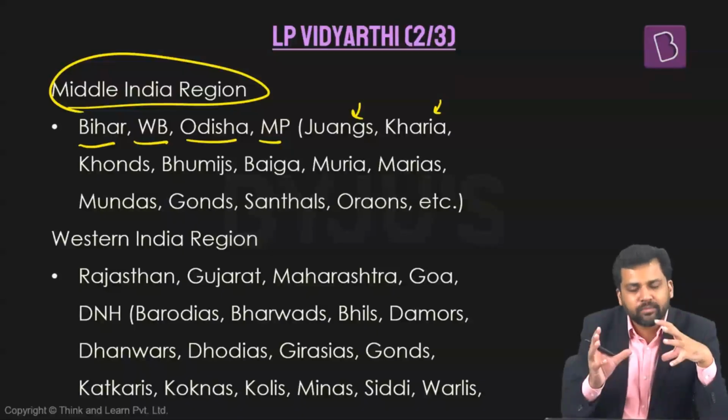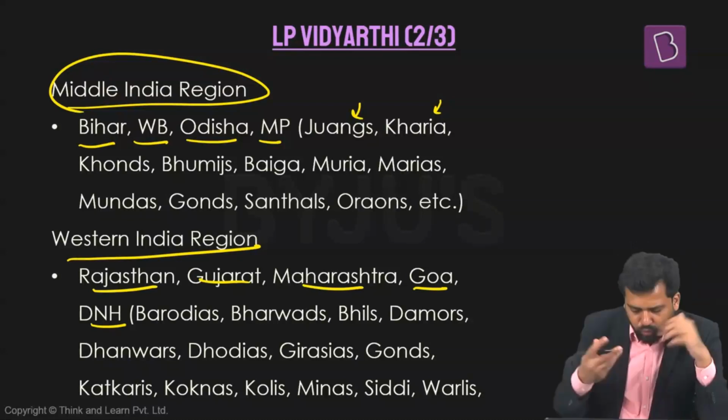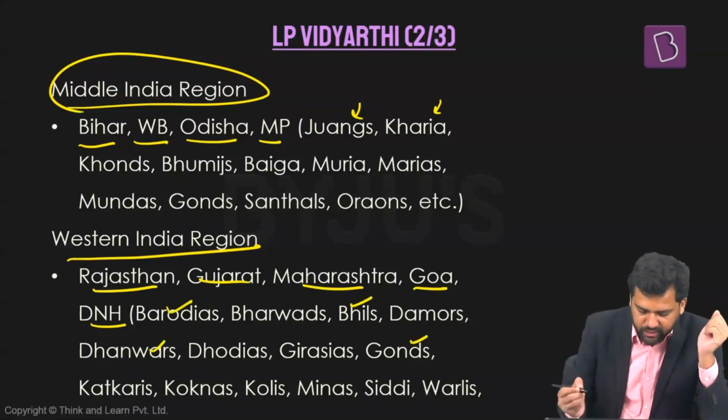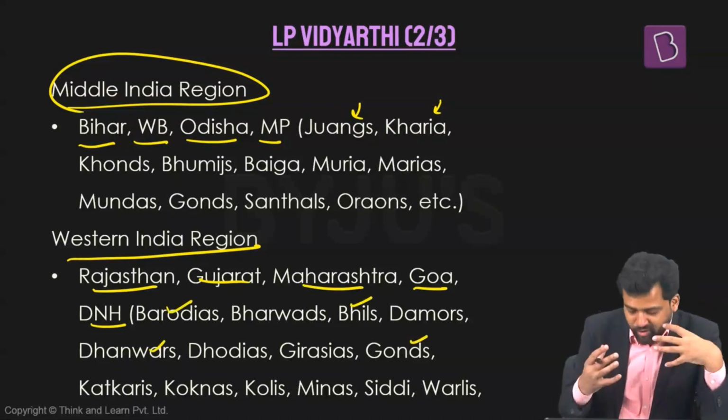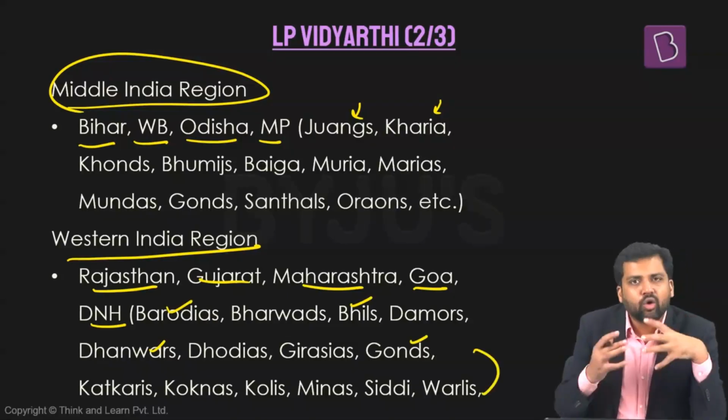Also keep in mind that the central part of India, as well as the western part of India, most of the tribes in India are concentrated there. Western India, Rajasthan, Gujarat, Maharashtra, Goa, Dadra and Nagar Haveli. What are some of the tribes here? Gonds, Barodias, Bhils, Thanwas, Kolis, Minas, Varlis. You might have heard of the Varli painting, Gond painting, Bhil painting. In fact, I'll be showing you some of these paintings in some subsequent sessions. So these are some tribes whom you find in the western part of India.